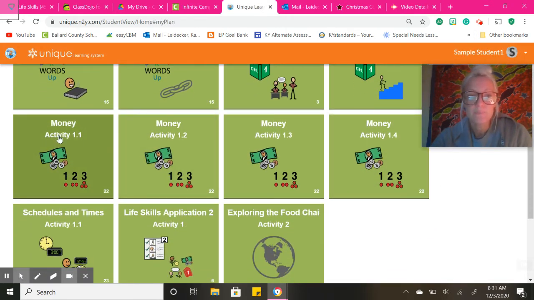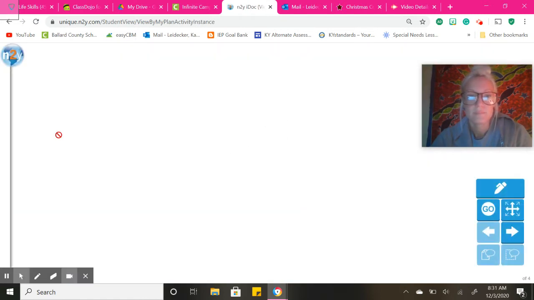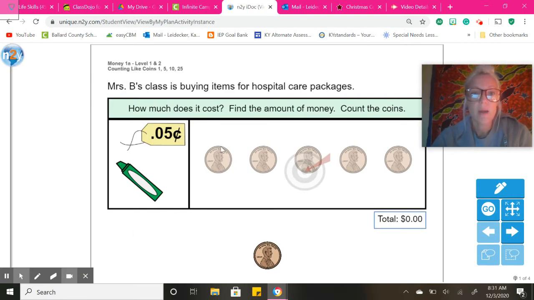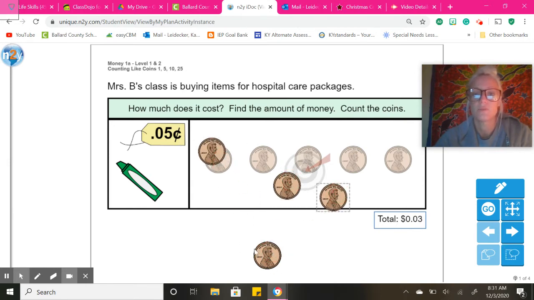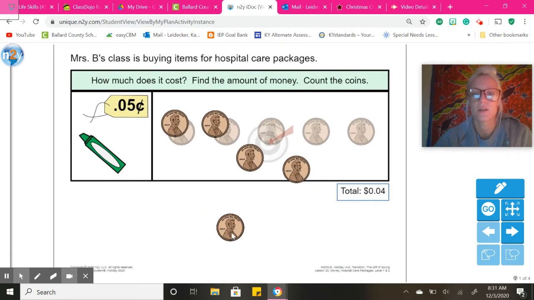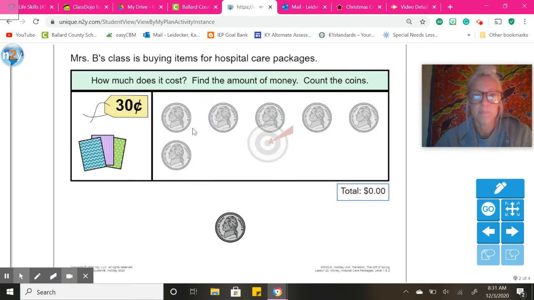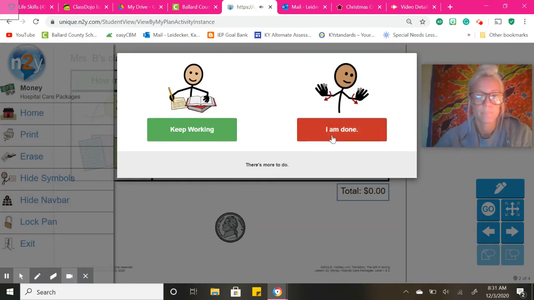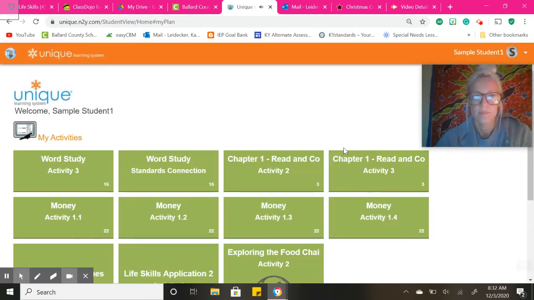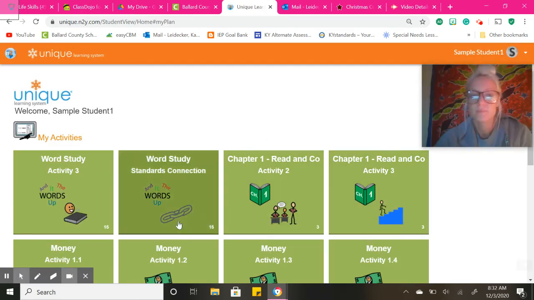And then you have your money. So how much does it cost? So we're just identifying coins and we're going to work our way up to $10 bills today. Find the amount of money, count the coins. So this is 5 cents. So 1, 2, 3, 4. Oops, sorry. 5. Okay. So work your way through your money boxes. Count the numbers out loud.